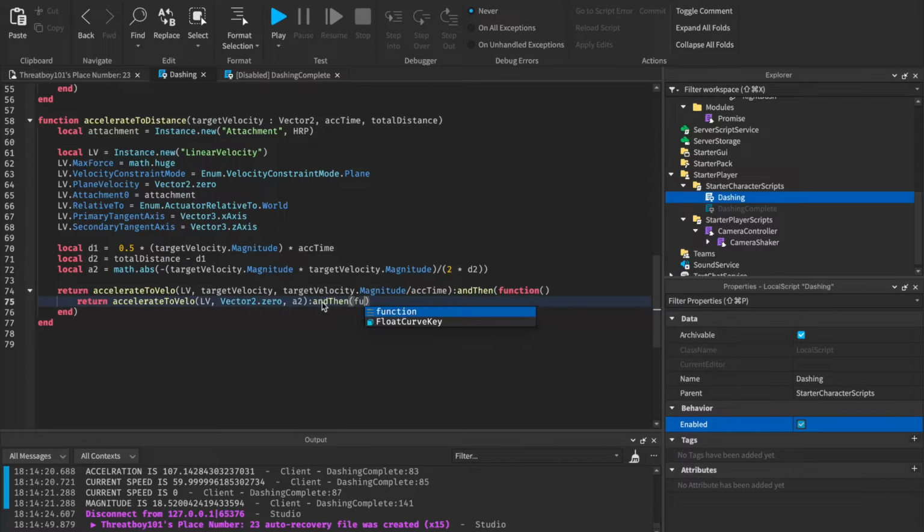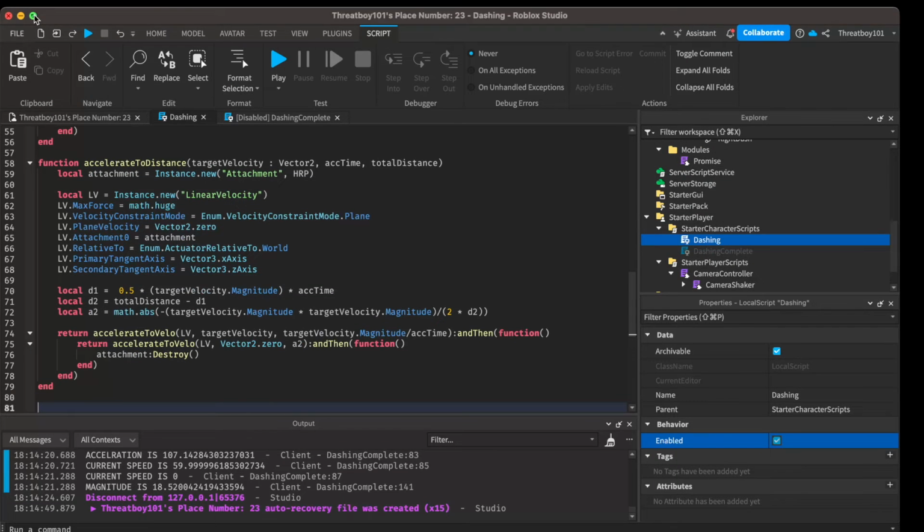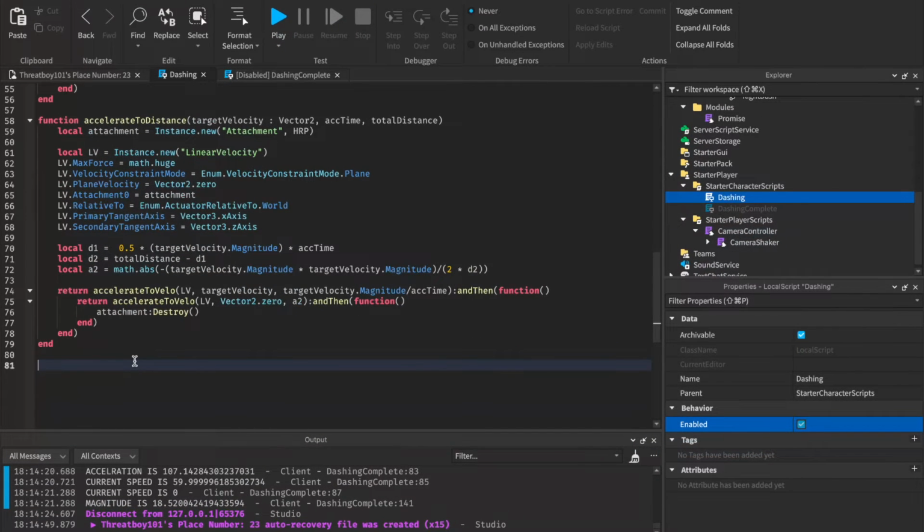And once we decelerate to 0, then we're just going to destroy the attachment, which will also destroy our linear velocity. All right, so now let's put it all together and complete our dash.